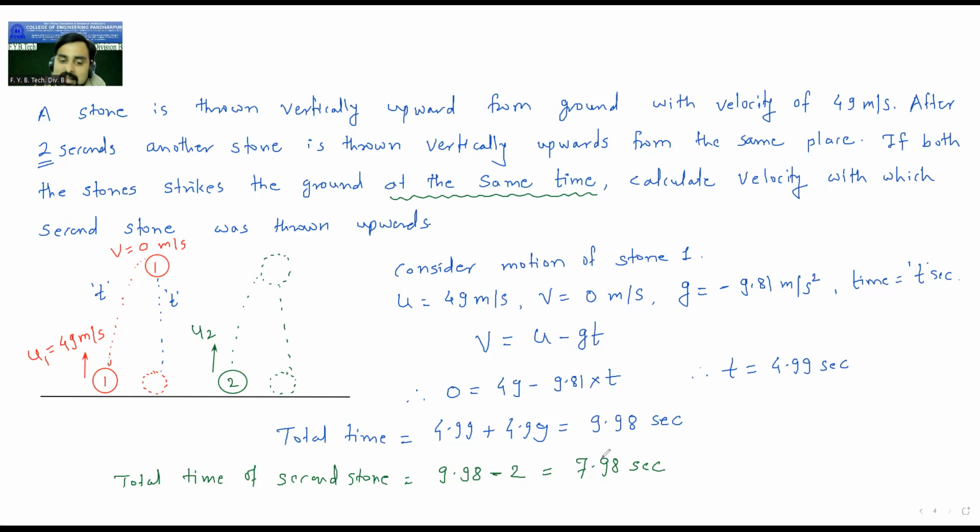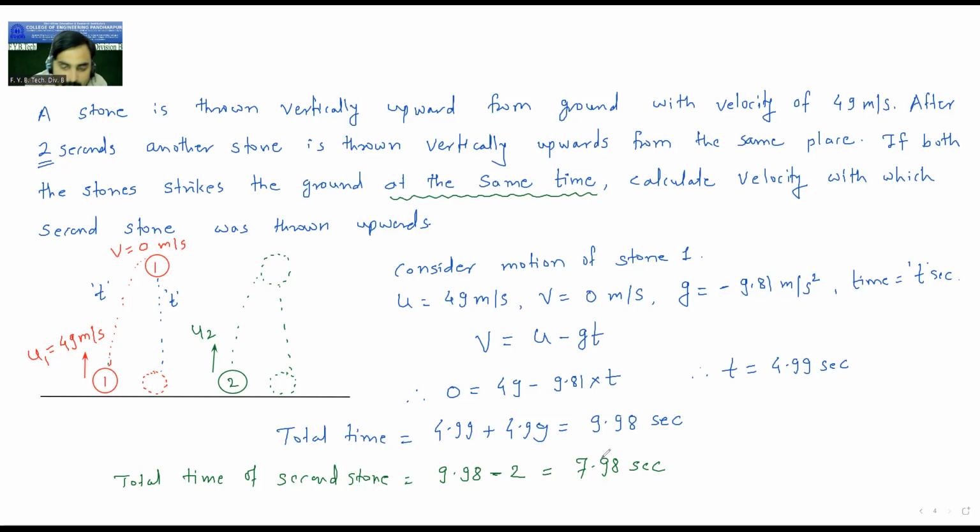Now the same logic is applied here. The first stone is thrown vertically upwards. After 2 seconds, the second stone is thrown. So the time gap is 2 seconds. But both stones reach the ground at the same time. So if the first stone takes 9.98 seconds, then for the second stone you should do 9.98 minus 2. So 7.98 is the time for the second stone. Clear now? Is it clear?